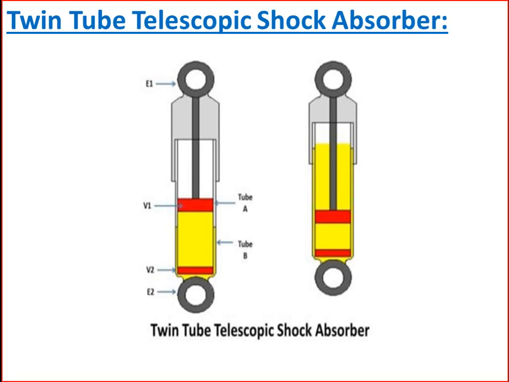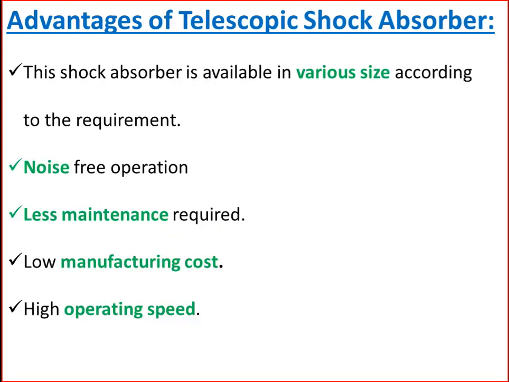When the vehicle rebounds, the valve V1 starts to move upward, which again pressurizes the valve V1. Hence, it opens again and the oil starts to flow below valve V1. During its upward movement, it also sucks some oil from the annular space between tube A and B. Thus, the vehicle gets to its initial conditions.